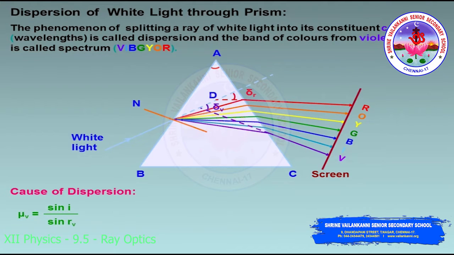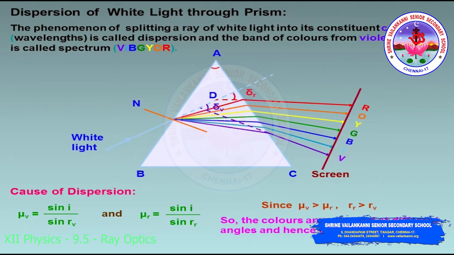Now, mu v is equal to sin i by sin r v, and mu r, for red, is equal to sin i by sin r r. Since mu v, the refractive index of violet, is greater than mu r, r r is greater than r v. So the colors are refracted at different angles, and that is why they get separated.